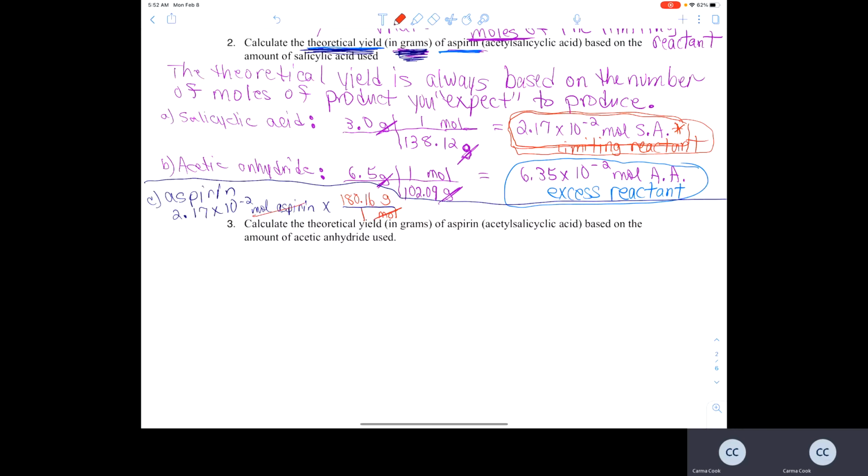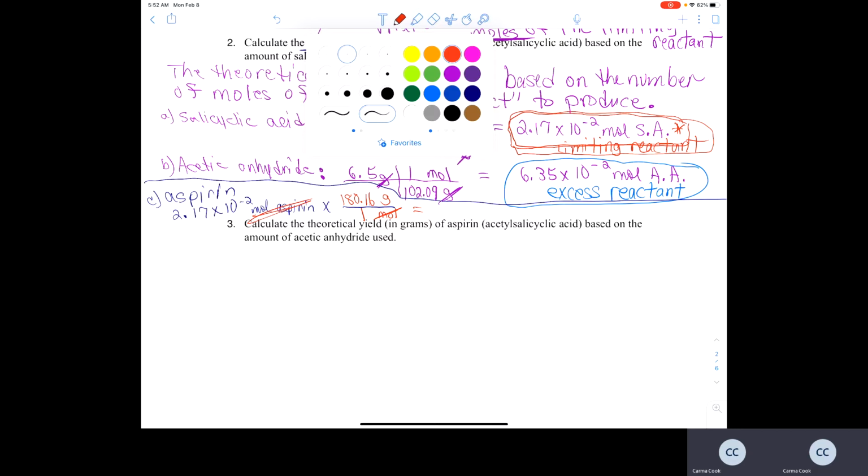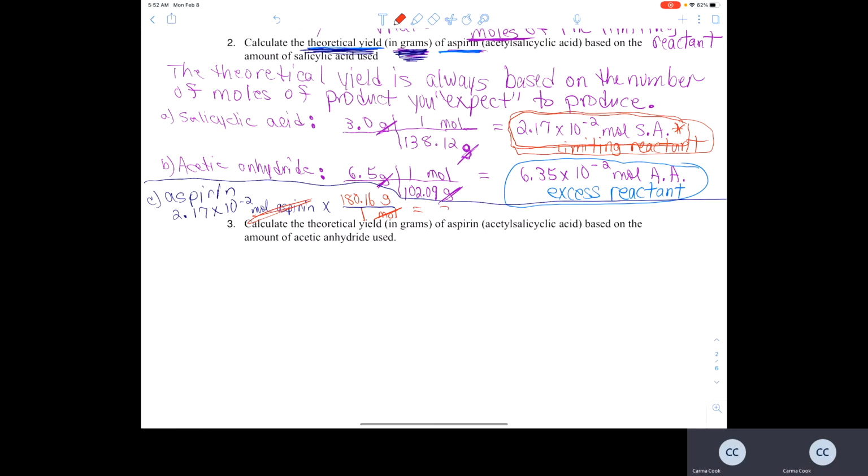So the moles cancel. You do your multiplication, 2.17 times 10 to the negative 2 moles, multiplied by 180.16. You get 3.91 grams. That is our theoretical yield. In a perfect world, that's how much aspirin that the scientist in the video should be producing. So that's our theoretical yield.